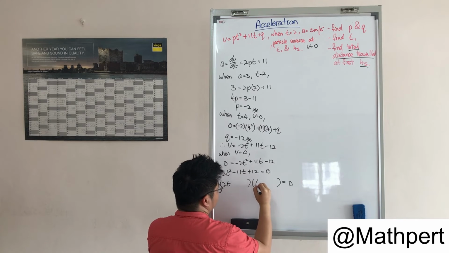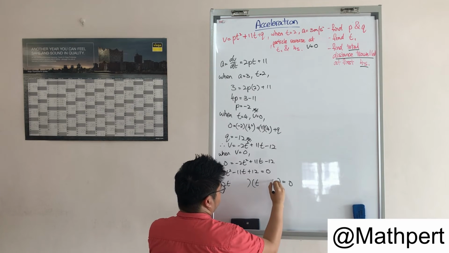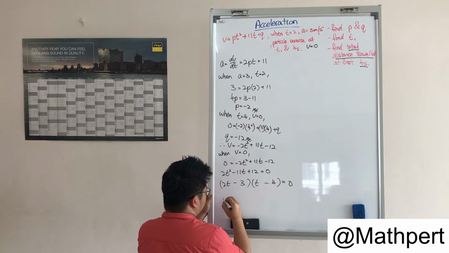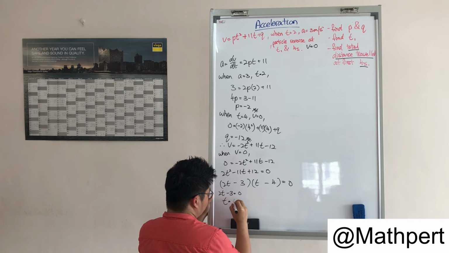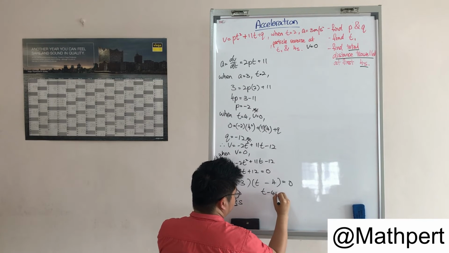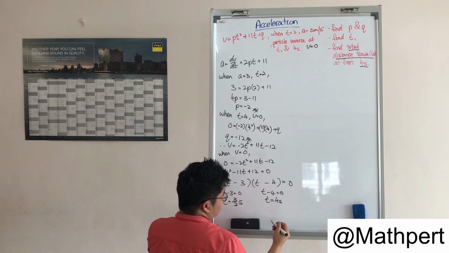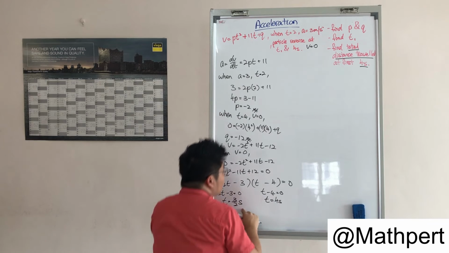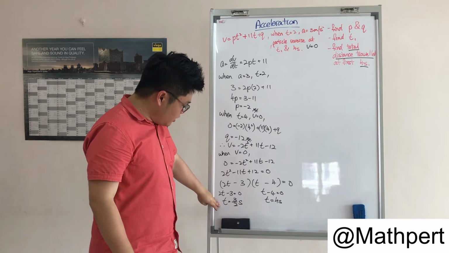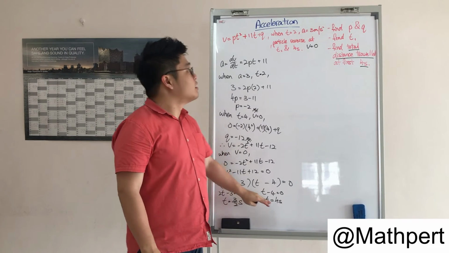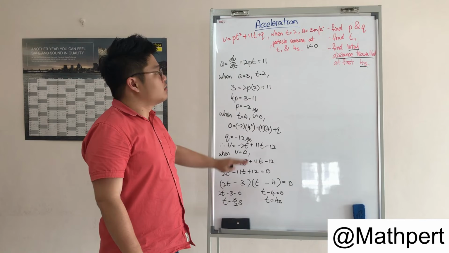2t, t. So 4, 3. Minus 4, minus 3. Therefore, 2t minus 3 equals 0, so t is equal to 3 over 2 second. t minus 4 equals 0, so t equals 4 second. So, when t equals 3 over 2 second, meaning 1.5 second, and 4 second, the particle reverses.